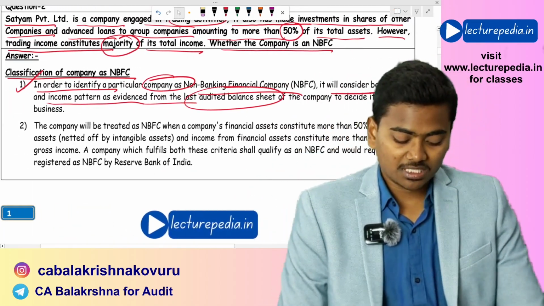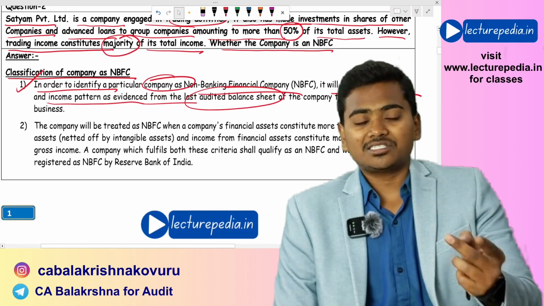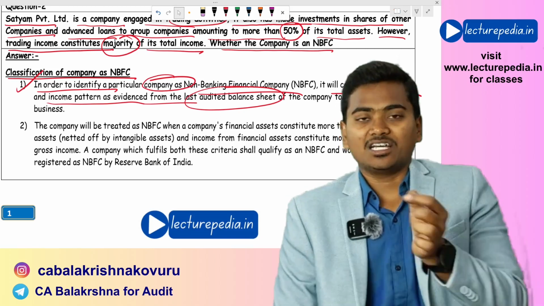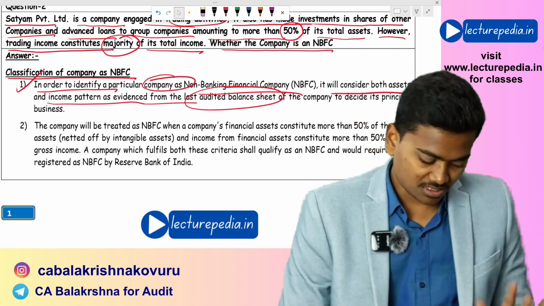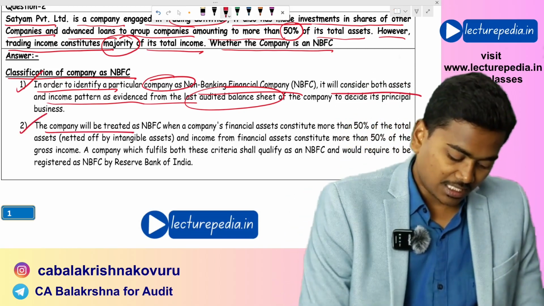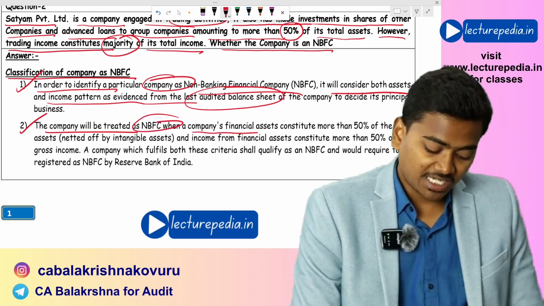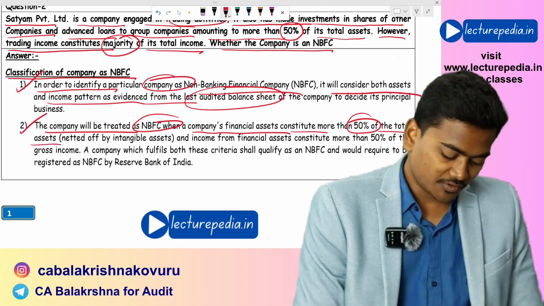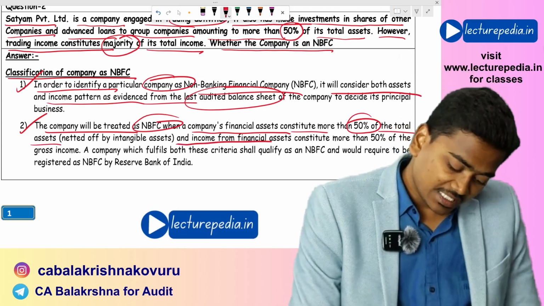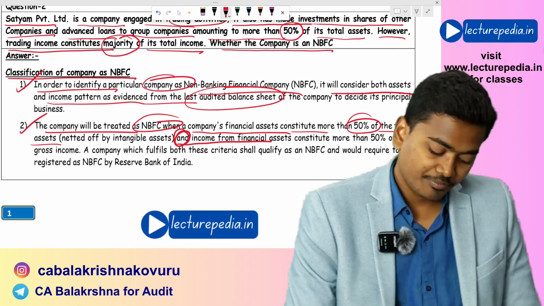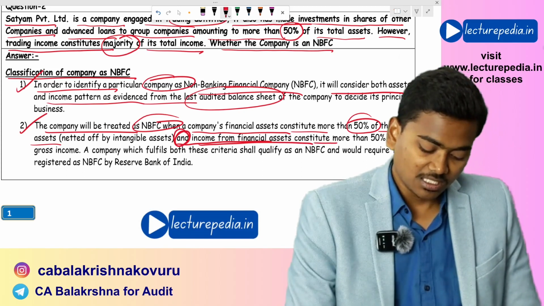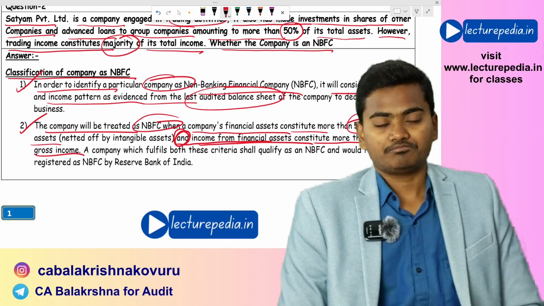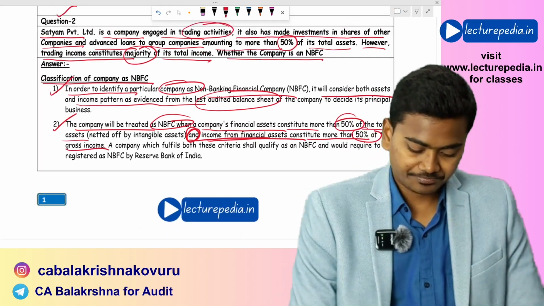You need to remember that both the asset condition and the income condition need to be satisfied. It is "and", not "or". Hope that is clear. The company will be treated as an NBFC when the company's financial assets constitute more than 50% of the total assets, and income, see here it is "and", income from financial assets constitutes more than 50% of the gross income. Hope that is clear.